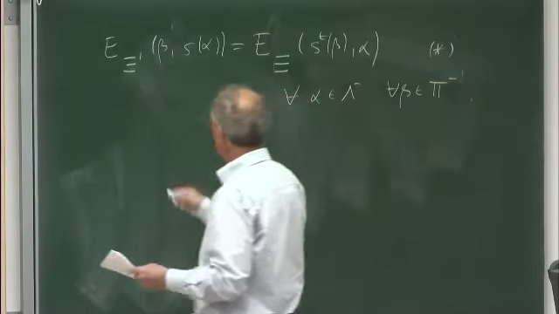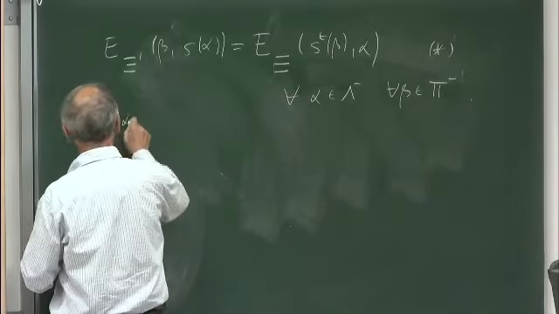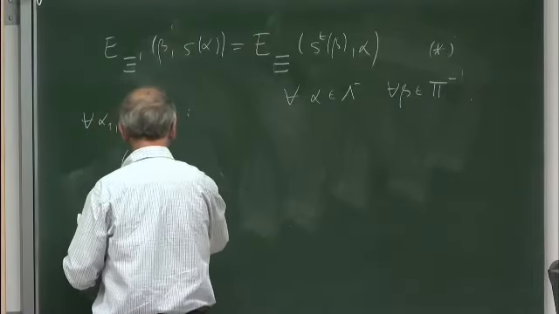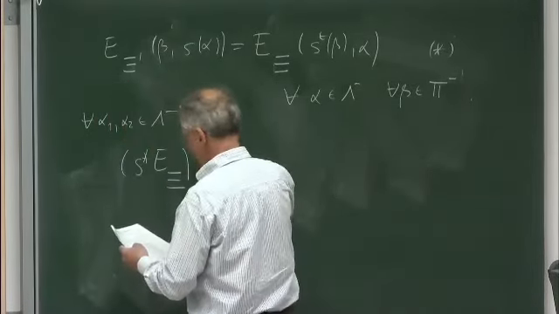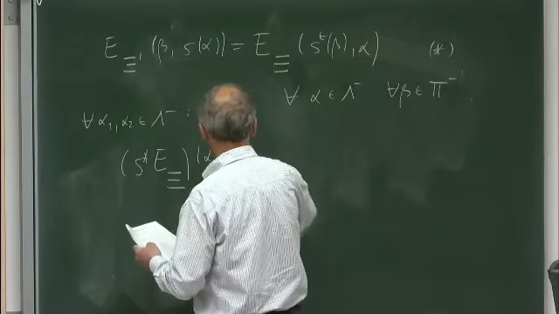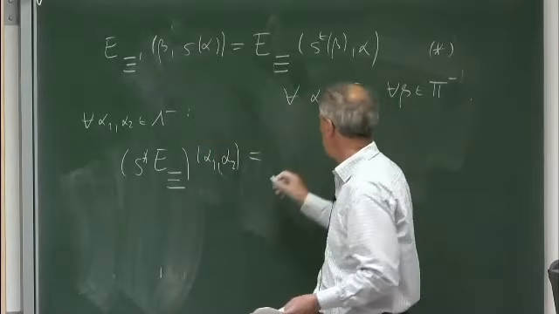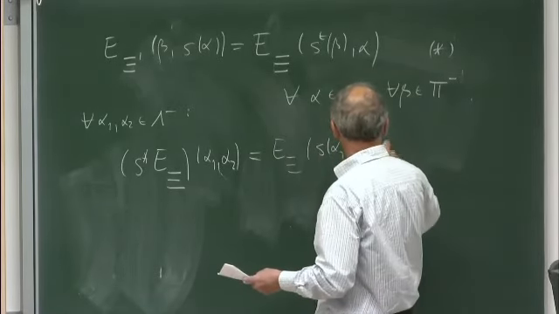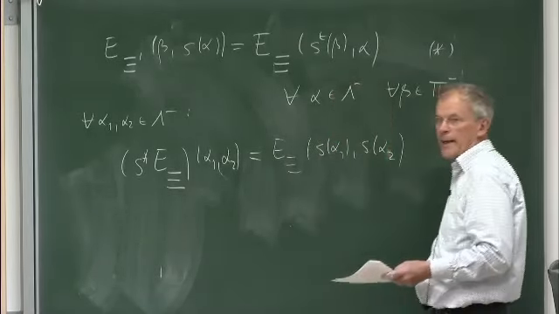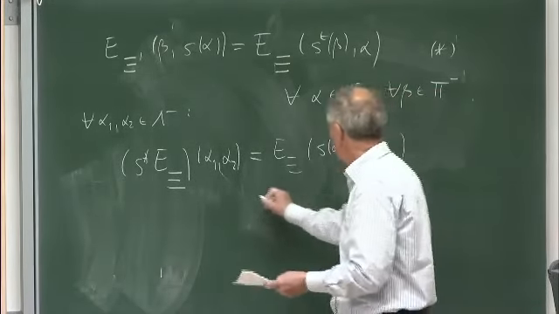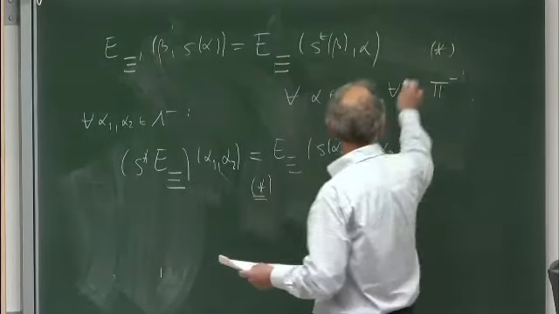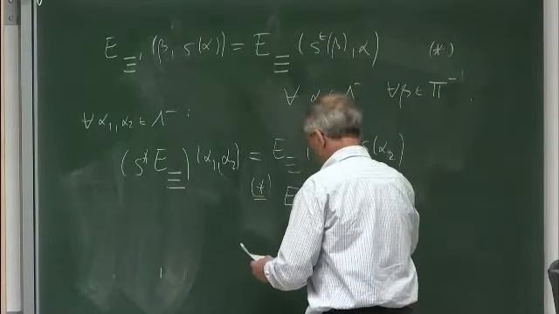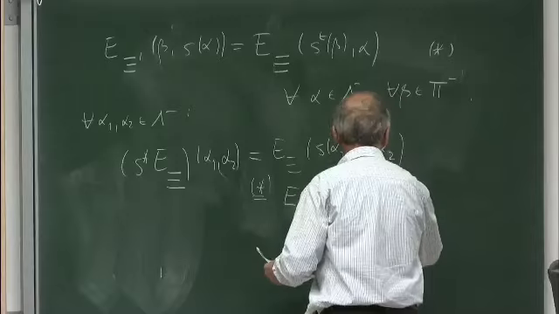Okay? Then for all alpha 1, alpha 2 in lambda minus, we have the following. We want to pull back this polarization. By definition, the pullback is just E xi of S of alpha 1, S of alpha 2. And now we use star. By this equality, we get that this is E xi prime of S transpose S of alpha 1, alpha 2.